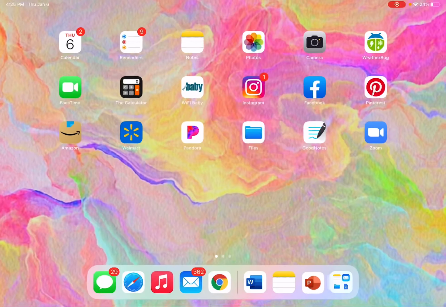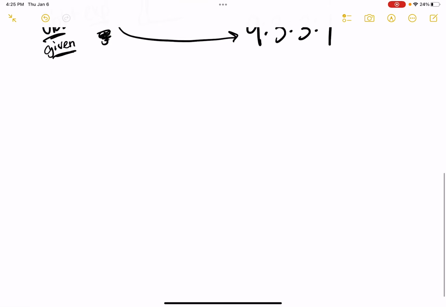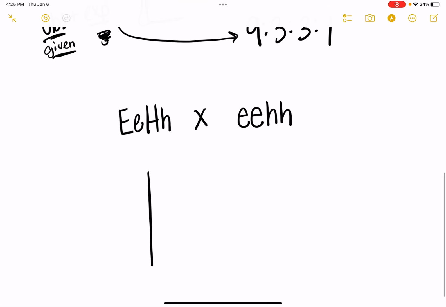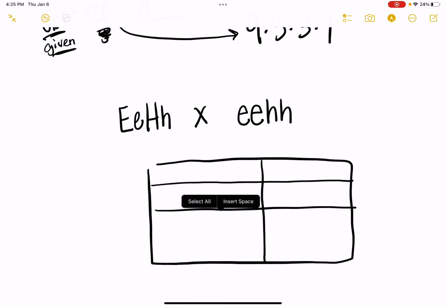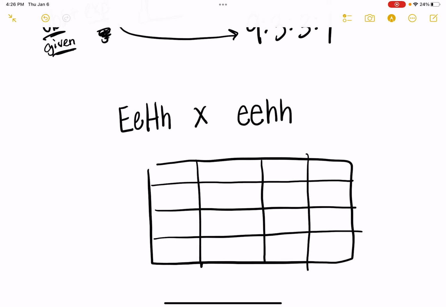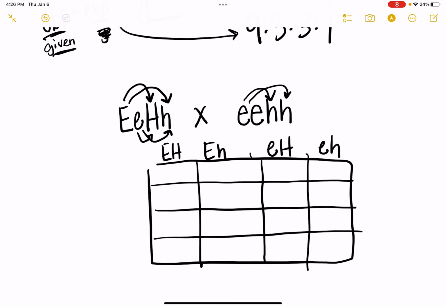So let's do a Punnett square for these guys. See what their babies are gonna look like. Big E, Big H, little h, times little e, little h, little h. Okay, so we're going to do our FOIL method first. First, outer, inner, last. And then the same over here. First, outer, inner, last.